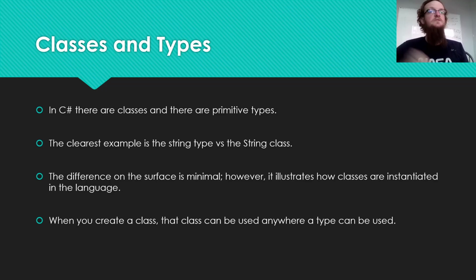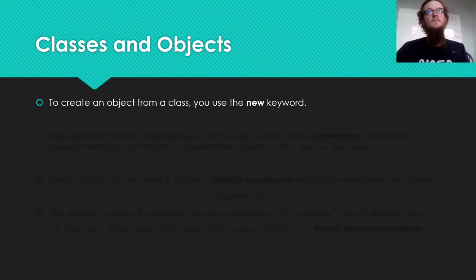And so when you create a class, that class can be used anywhere a type can be used because they're effectively the same thing. And so by virtue of being the same thing, you can think of a variable as an object that's an instance of a class, and it kind of makes everything easier to conceptualize.